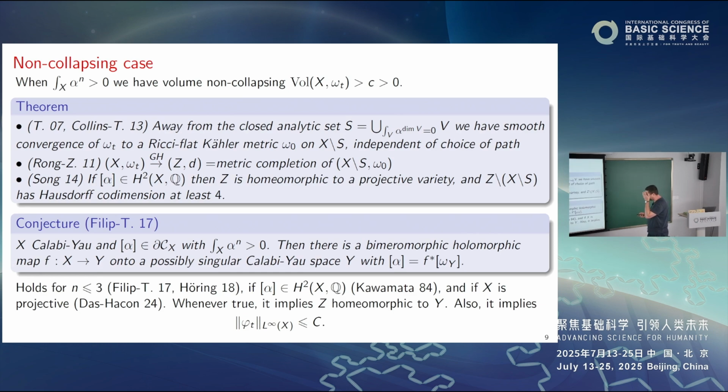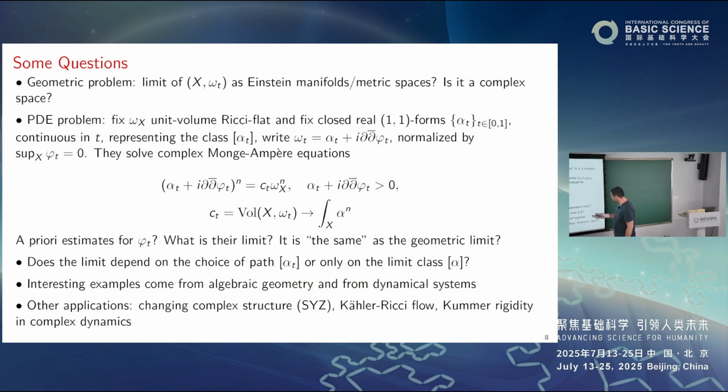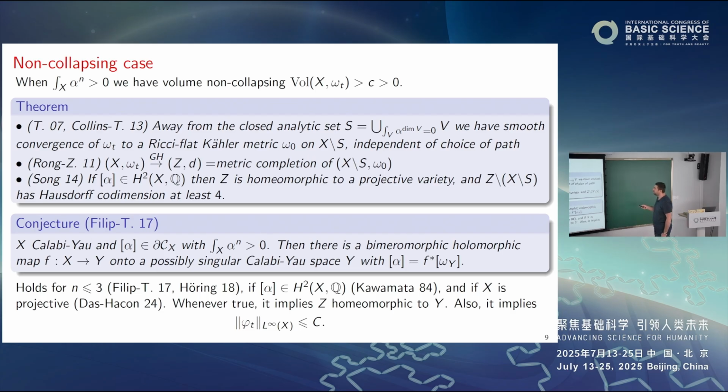Okay, so the title of the talk was collapsing, right? So I will just spend one slide on the non-collapsing case, which is the case when the limiting class has positive self-intersection. So that means that the Ricci-flat metric's total volume does not go to 0 because it's approaching a positive number. That's what we call volume non-collapsed. So this case turns out to be much easier to understand than the other case where the integral is equal to 0. So this integral is non-negative by construction.